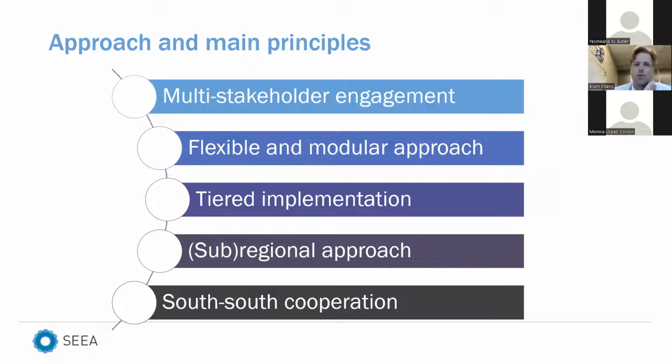Secondly, following a flexible and modular approach. So it's not necessary to compile all the accounts at once, but start with the ones that are most policy relevant. Thirdly, a tiered implementation. So the accounts don't have to be perfect right from the start. We advocate starting with releasing basic experimental accounts, for instance, using basic models that can then be gradually improved over time. And fourth and fifth, follow a regional or sub-regional approach, stimulating South-South collaboration, facilitating cross-country collaboration, for instance, benefiting from countries that may speak the same language.